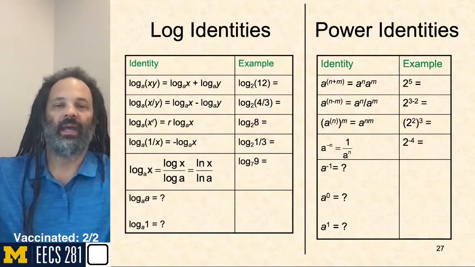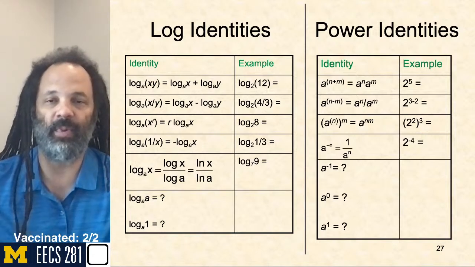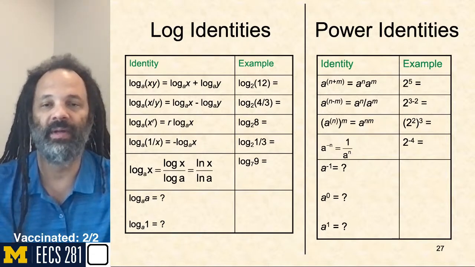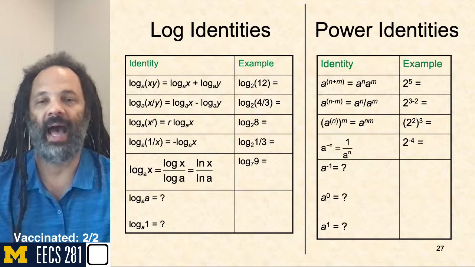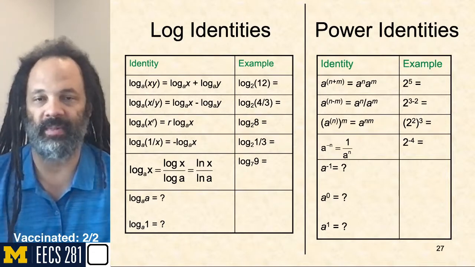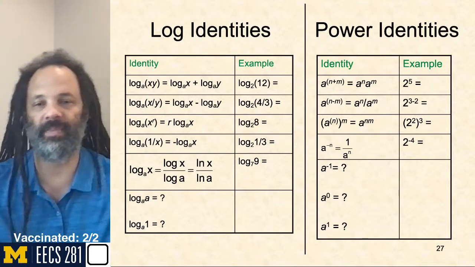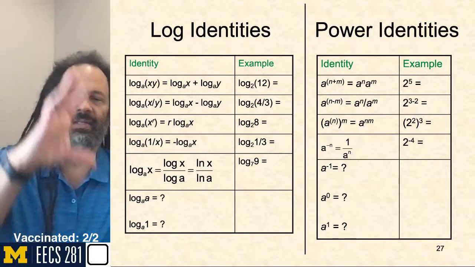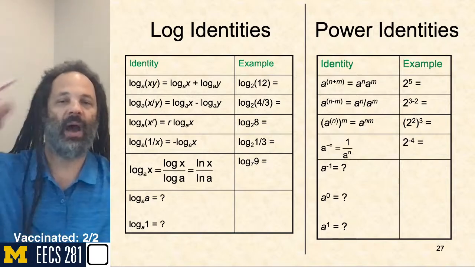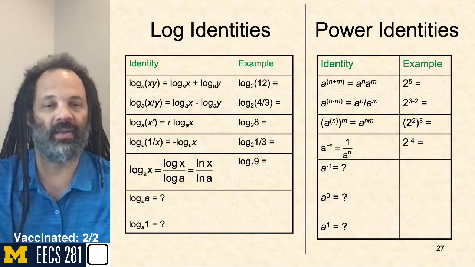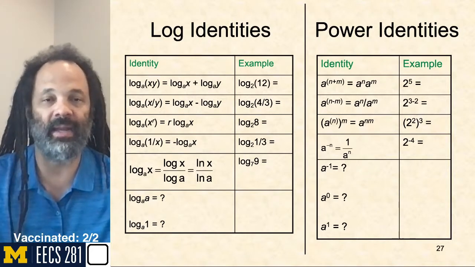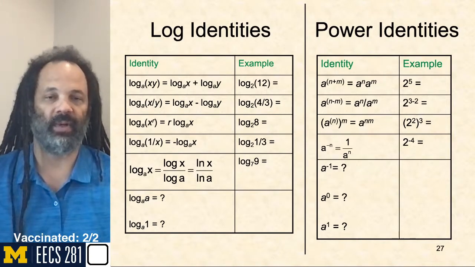Here's a nice page out of a math book. Some stuff you might want to know. Log identities. This is how I do stuff with logarithms. If I'm doing addition or subtraction or multiplication or division, all of these things let me work with logs. Power identities are on the next part of the slide. That's how I combine and work with exponents.